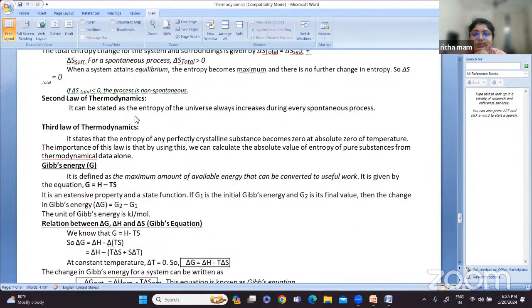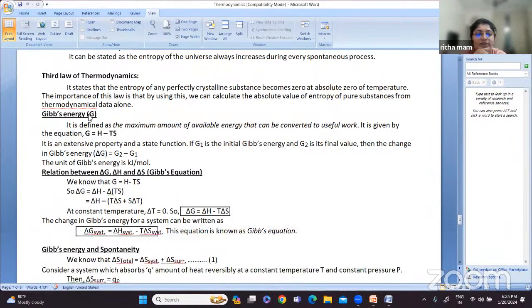Then what is the second law of thermodynamics? It is stated as: the entropy of the universe always increases during every spontaneous process. So keep in mind this particular second law. Then the third law of thermodynamics states that the entropy of any perfectly crystalline substance becomes zero at absolute zero of temperature. What is the importance of this law? We can calculate the absolute value of entropy of pure substances from thermodynamical data.